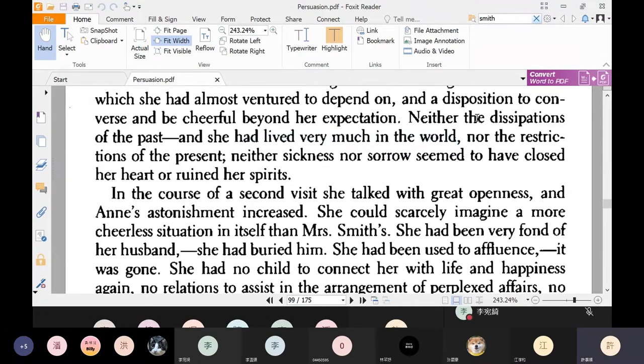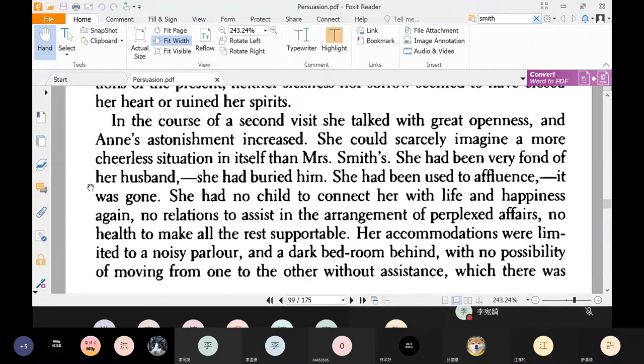So neither the dissipations of the past nor the restrictions of the present, neither sickness nor sorrow, seem to have closed her heart or ruined her spirits. So what are these dissipations? What are the restrictions of the present? Let's continue reading. In the course of a second visit, so Anne goes back again, she talked with great openness, and Anne's astonishment increased.